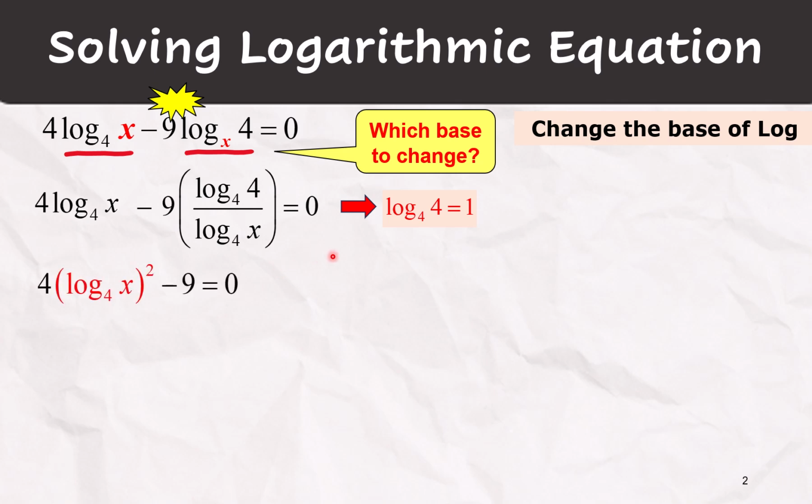So to do this, I will get bracket log base 4 of x squared minus 9 equals to 0. Now at this point, what I would like to highlight, do take note of this, is the mistake that students make. It is always to mistake log base 4 of x bracket squared as equal to log base 4 of x squared. They are not equal. The square belongs to the entire function log base 4 of x, whereas on the right hand side, the square only belongs to x. So do take note of this.